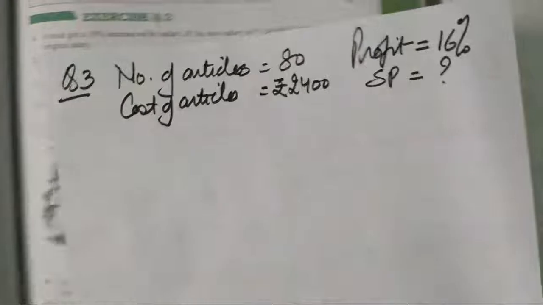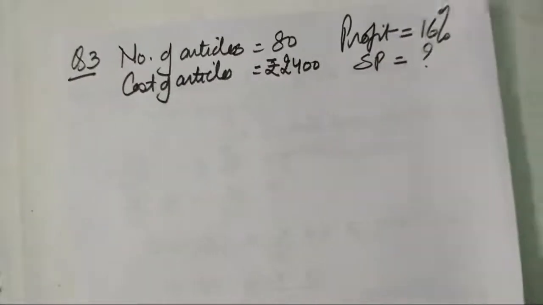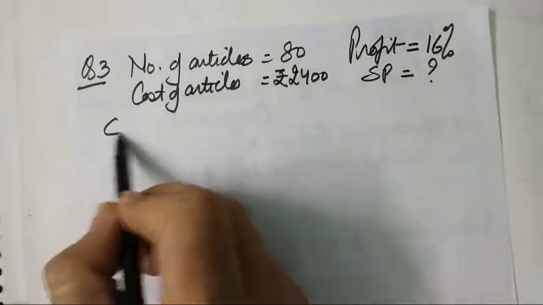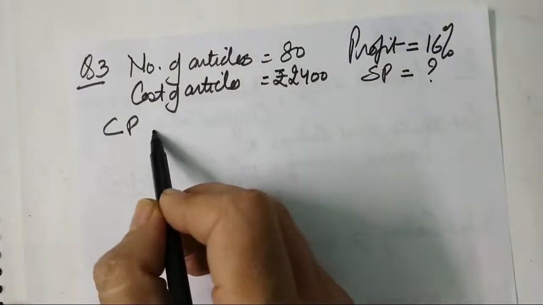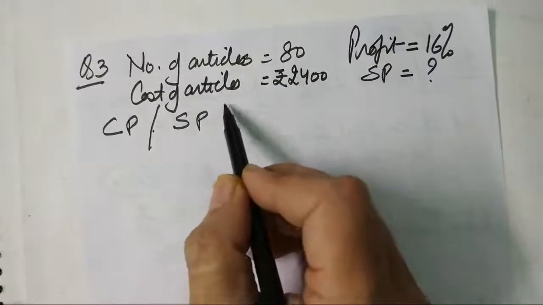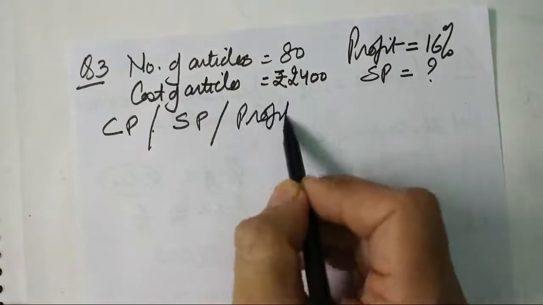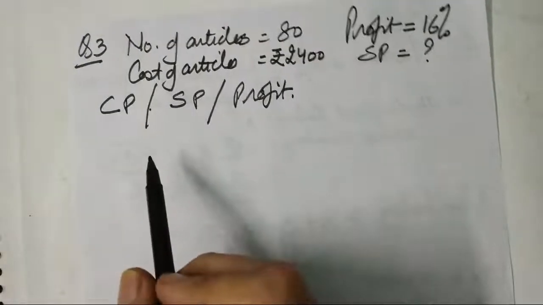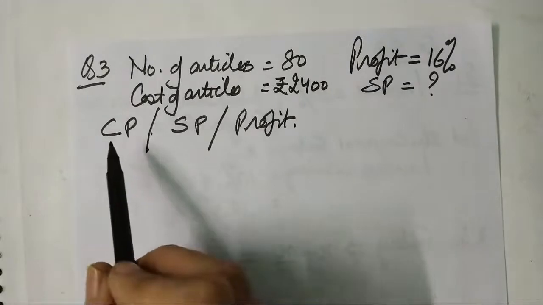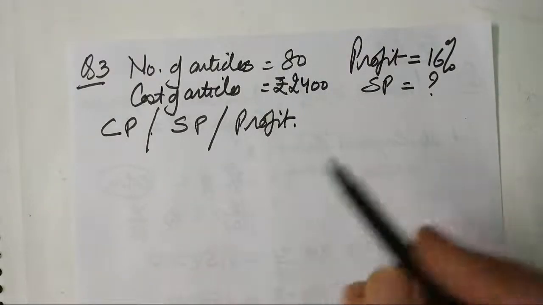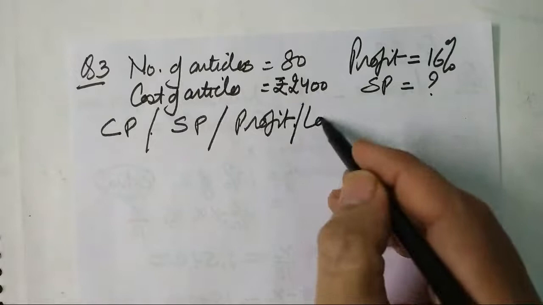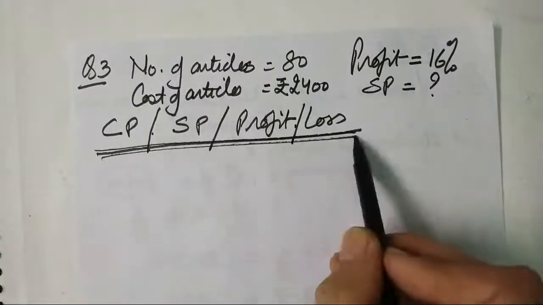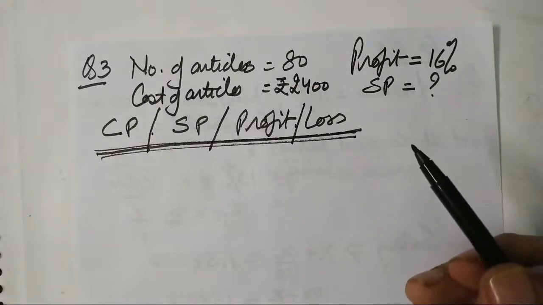So in this case there are three things now. There is cost price, there is selling price, and there is profit. Now a very important concept I will explain. How do you solve the questions in which cost price, selling price, profit or loss is given? If there is any question in which these things are mentioned, how will you solve the question?